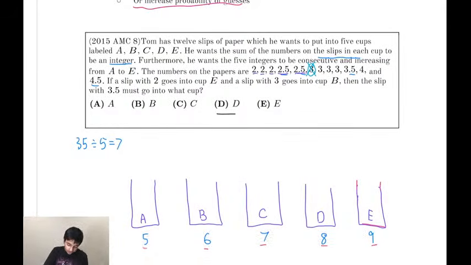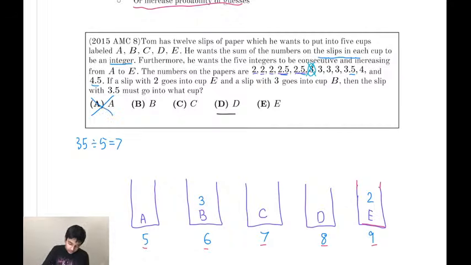So the quick solution is saying, okay, can it go in A? Can the 3.5 slip go into A? If the 3.5 slip goes into A, the next one must be 1.5. But is there any 1.5? No, so this doesn't work. Therefore, we cannot put the 3.5 slip into A. So we've eliminated A, so A doesn't work.